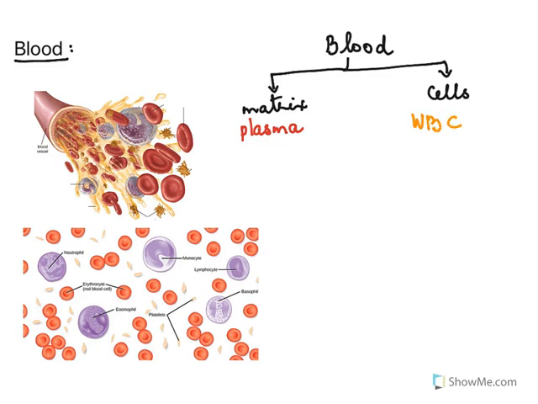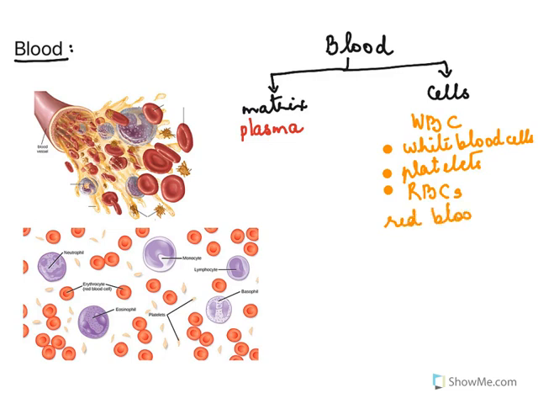You have the WBCs, which are called the white blood cells. Then you have the platelets. Then you have the RBCs, which are the red blood cells. And many other different kinds of cells. You can see in the picture here, we have the basophils, the lymphocytes, the monocytes. We have the platelets here, eosinophils, the red blood cells, the neutrophils. So these are different cells that are present in the blood.